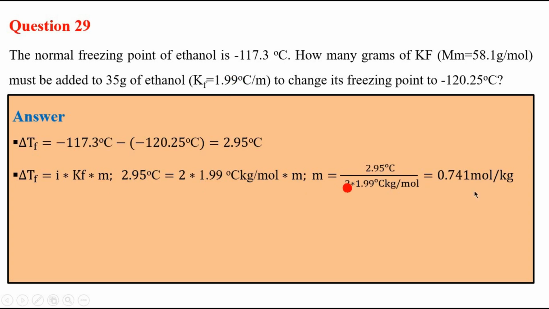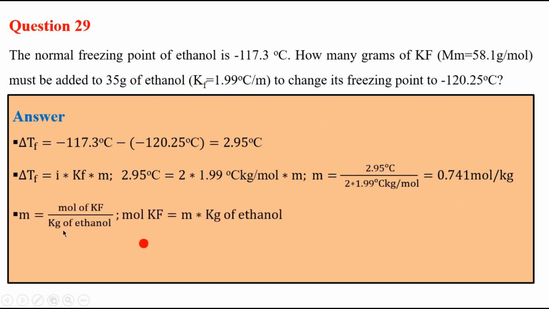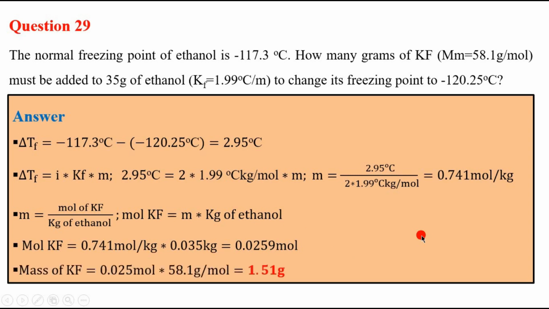After getting the molarity, we know the molarity is equal to mole of the solid per kilogram of solvent. Do we have the mass of solvent? Yes, we have it. So after having the mass of the solvent, we can determine the mole of the solid, which is equal to molarity times the kilogram of ethanol. So we obtain here the moles. After getting the moles, we retrieve the molar mass to get the mass. So we get 1.51 gram as the mass.